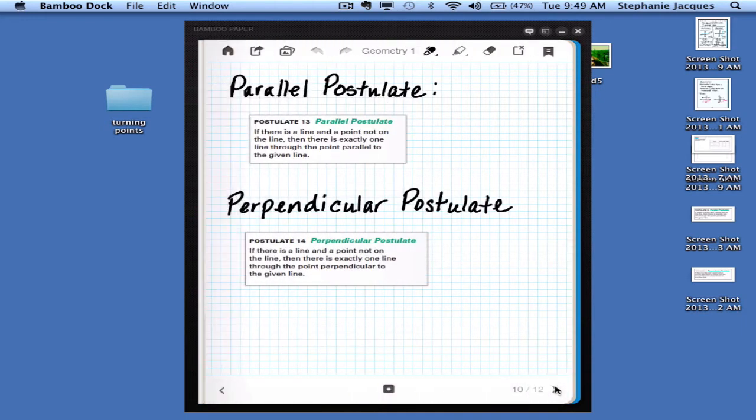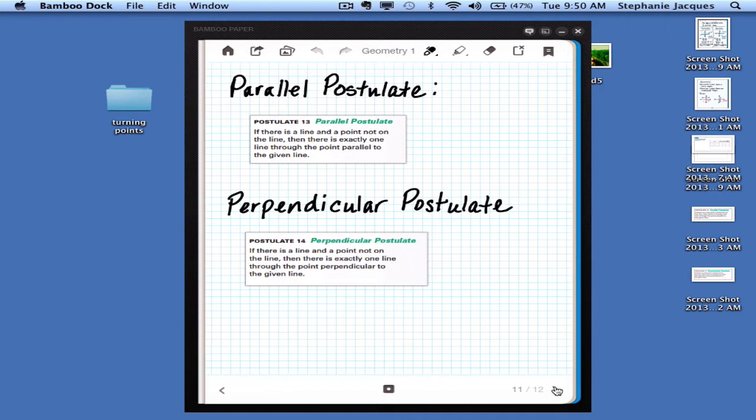Let's go to the next page. If you can keep writing on your page, then go for it. We're going to learn some postulates regarding parallel and perpendicular lines. So you're going to go to Quizlet and get your new cards, and we'll adhere those to the index cards when you come into class on Thursday.